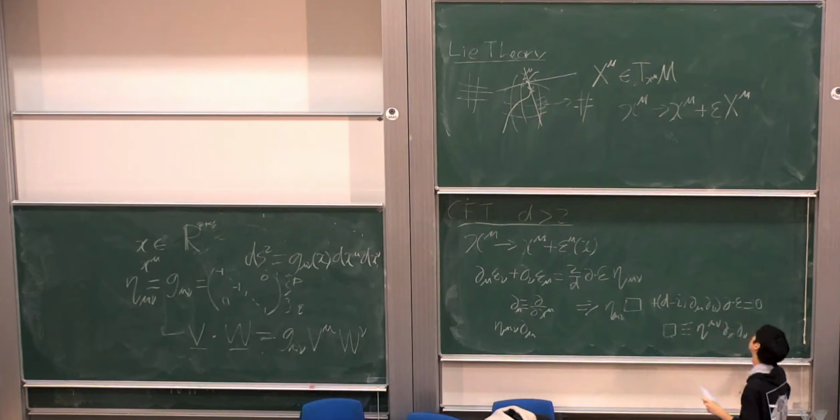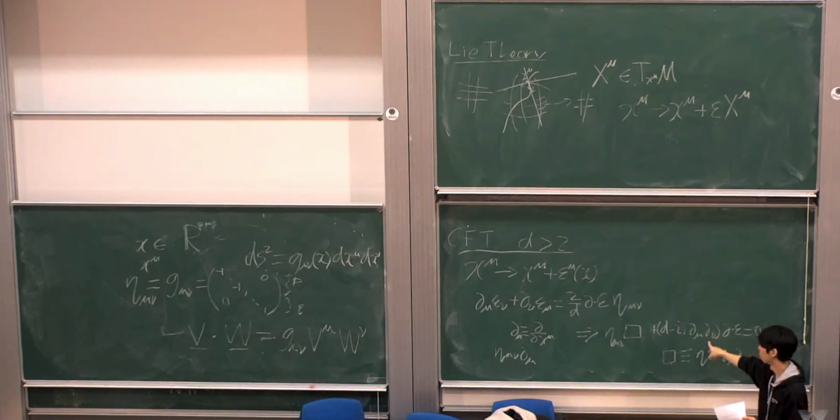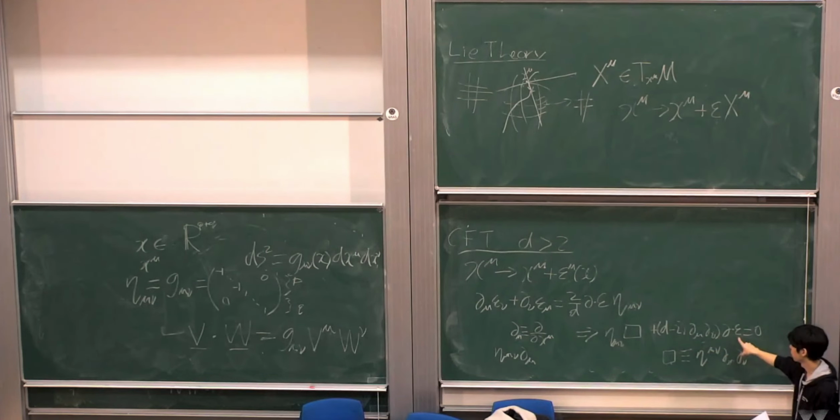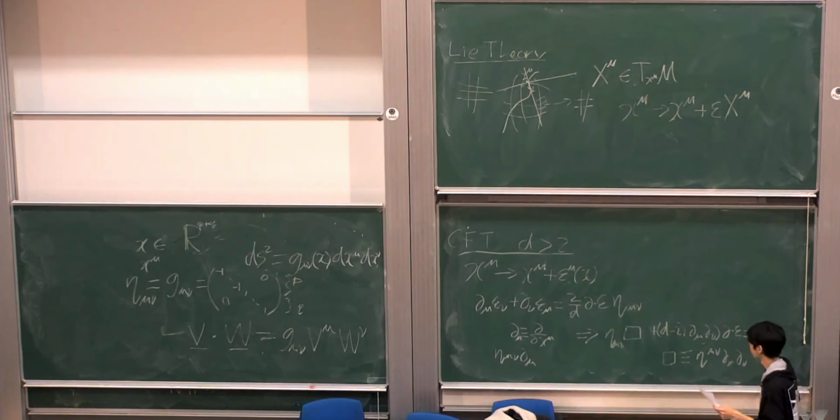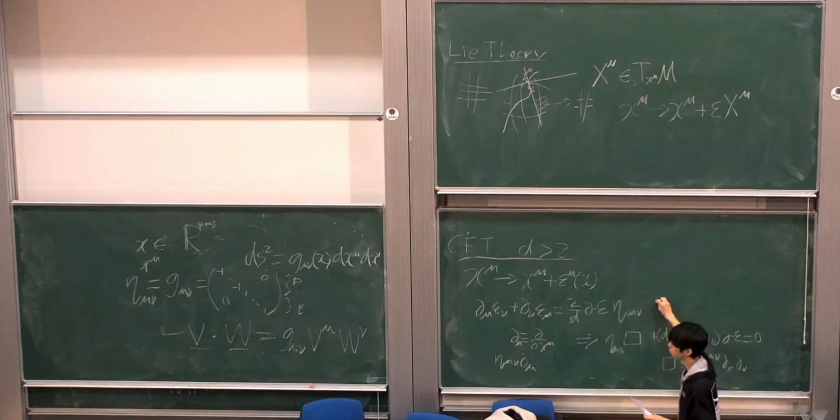So this is a differential equation of order 3, and that means from this we can see that epsilon, which is a function of x, is at most quadratic in x because it has to annihilate all the x to make it 0. This equation is important. I'll just call it equation 1.